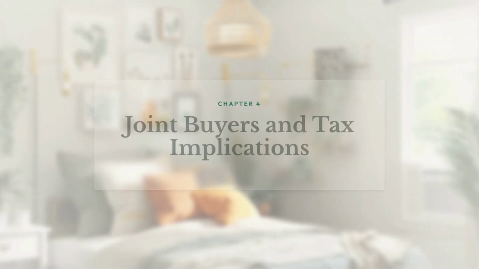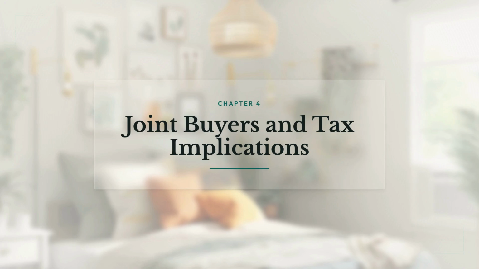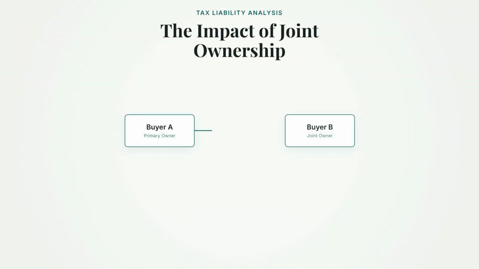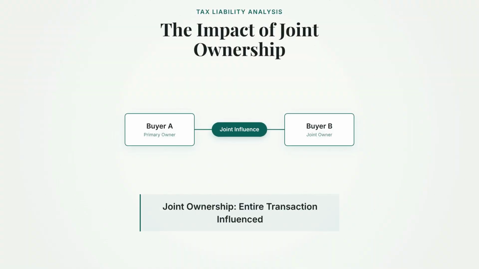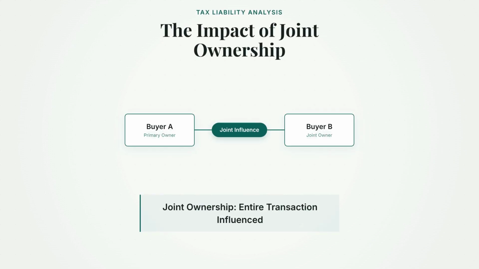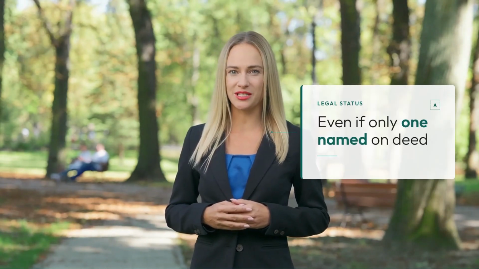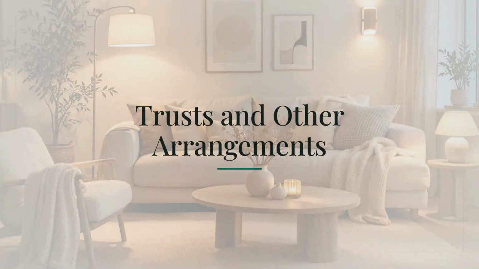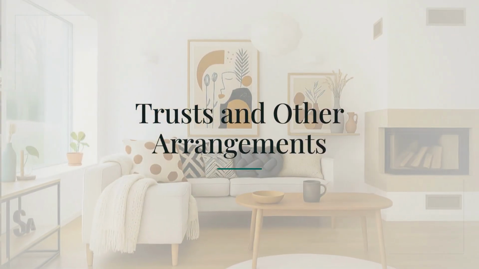Chapter 4. Joint buyers and tax implications. Joint buyers must also navigate potential complications. In regions like England and Northern Ireland, if one buyer falls under higher rate rules, it can influence the entire transaction. Ownership by a spouse or civil partner can have significant implications, even if only one individual is named on the deed.